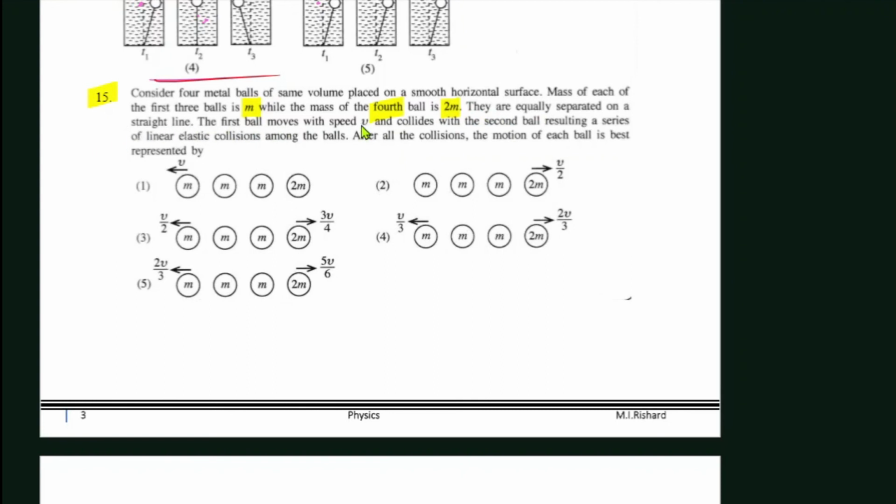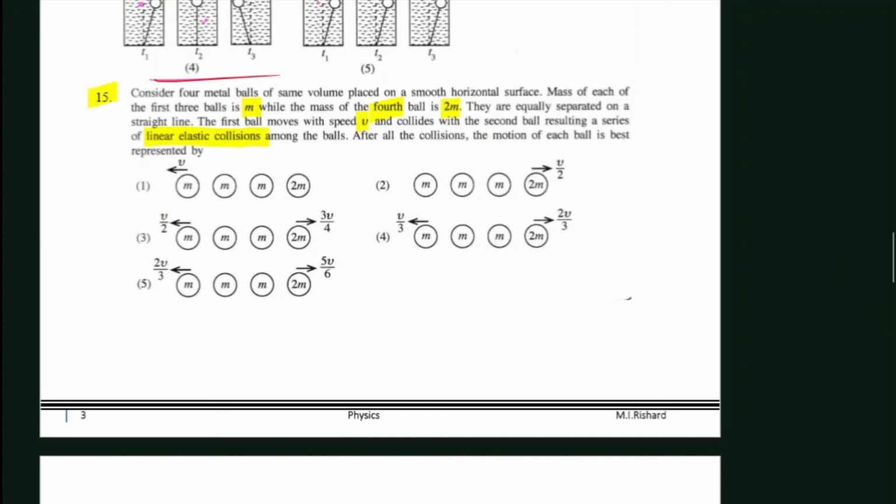The first ball moves with a velocity v and collides with the second ball, resulting in a series of linear elastic collisions, right? This is very important: linear elastic collisions. After all the collisions, the motion of each ball is best represented by which option?